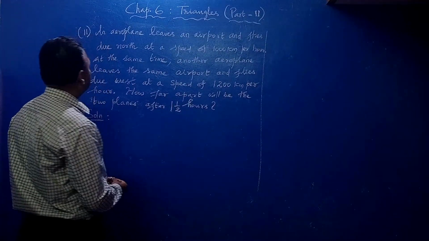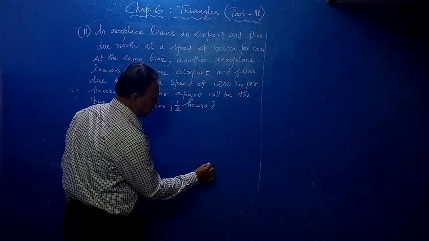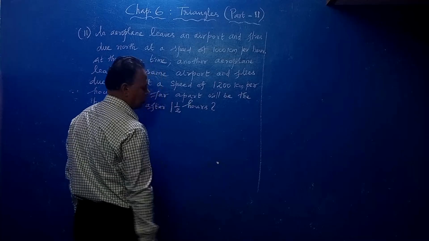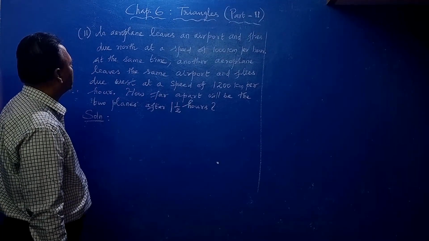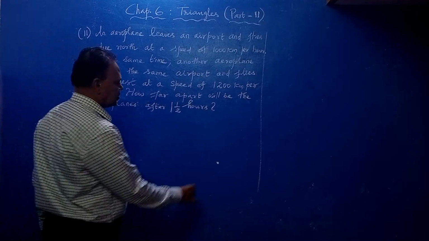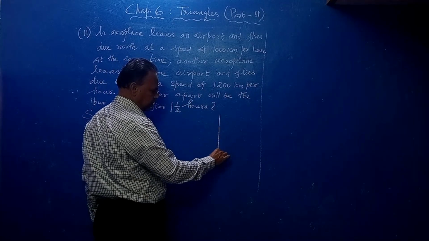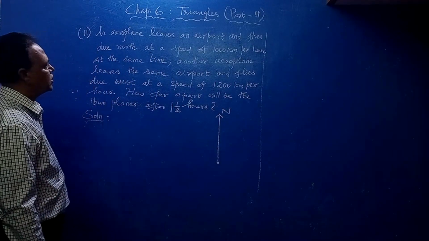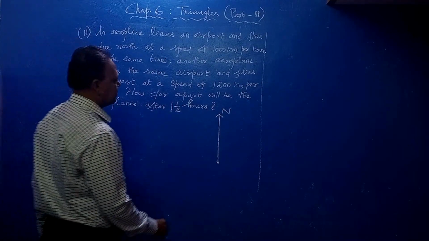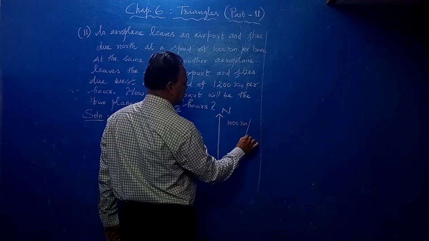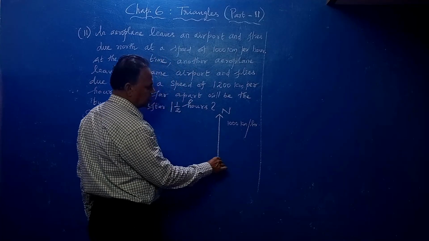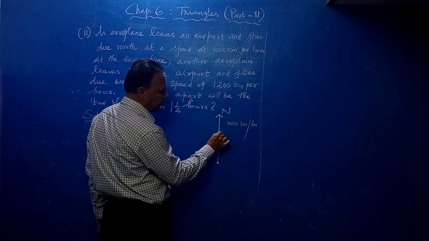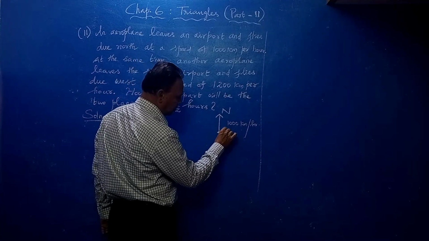Clear? So here, you consider this point as the airport. An airplane leaves the airport and flies due north. This is north. It flies at a speed of 1000 km per hour, and this is the direction. After 1 hour, it starts from here and reaches this point. You take it as B.